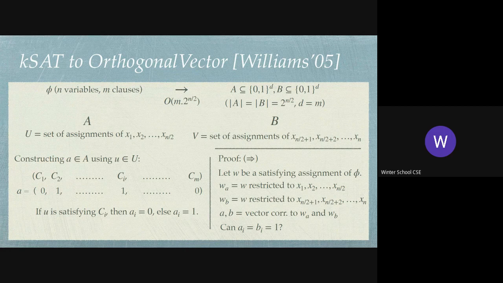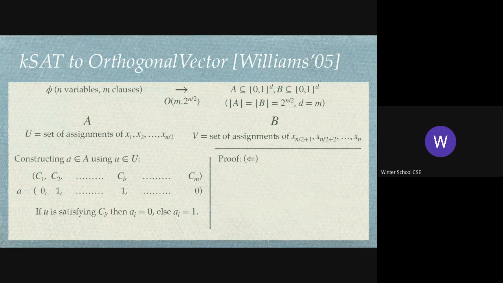They are orthogonal, right? So this side is fine. Okay, so the other side is also quite similar. Suppose now we have two vectors which are orthogonal. Again, since we have two vectors, there must be some assignments corresponding to them. So again, let's take WA and WB. They are the assignments corresponding to A and B.